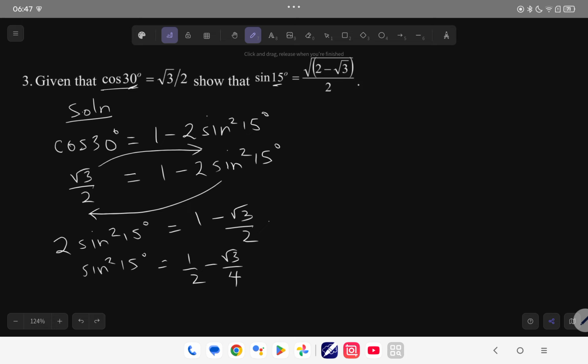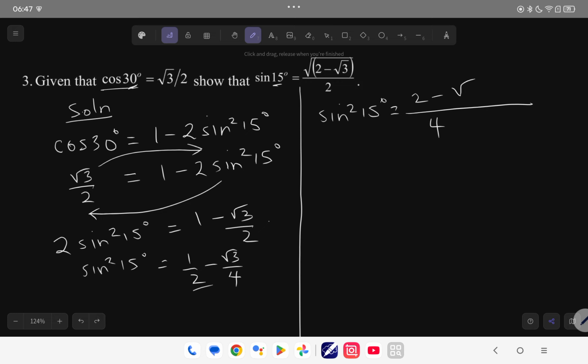Next, we are now going to find the LCM on the right. Sine squared 15 degrees now becomes, LCM is 4. 4 divided by 2 is 2. 2 times 1 is 2. 2 minus root 3.